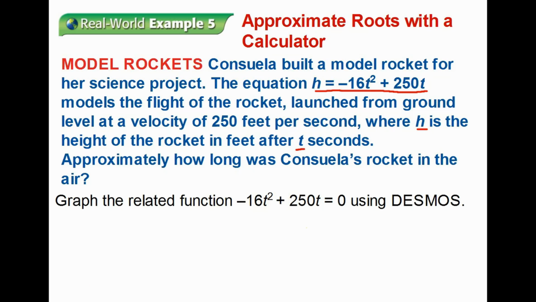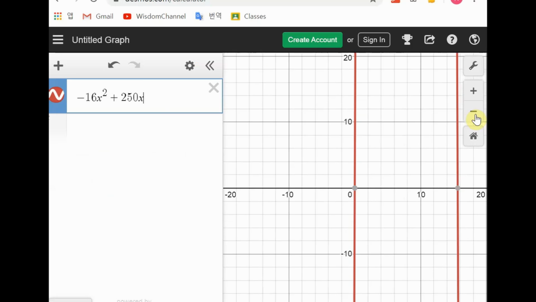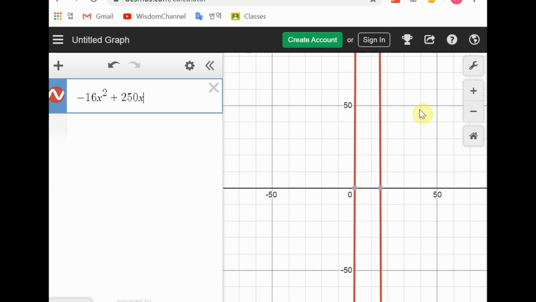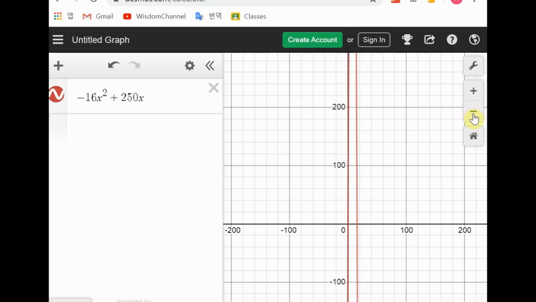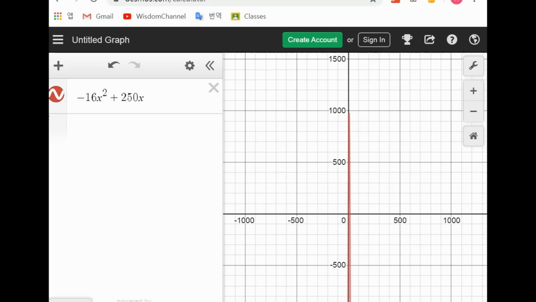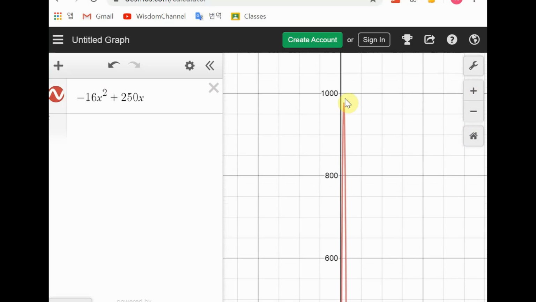If I graph this, as you see, it's not showing me anything. The reason is that this calculator does not recognize your t. I have to change it to x. And it looks like a straight line, so let me zoom out. It looks like I have a parabola. Do you see the two lines? Let me zoom out as much as I can. It looks like over there is my vertex.